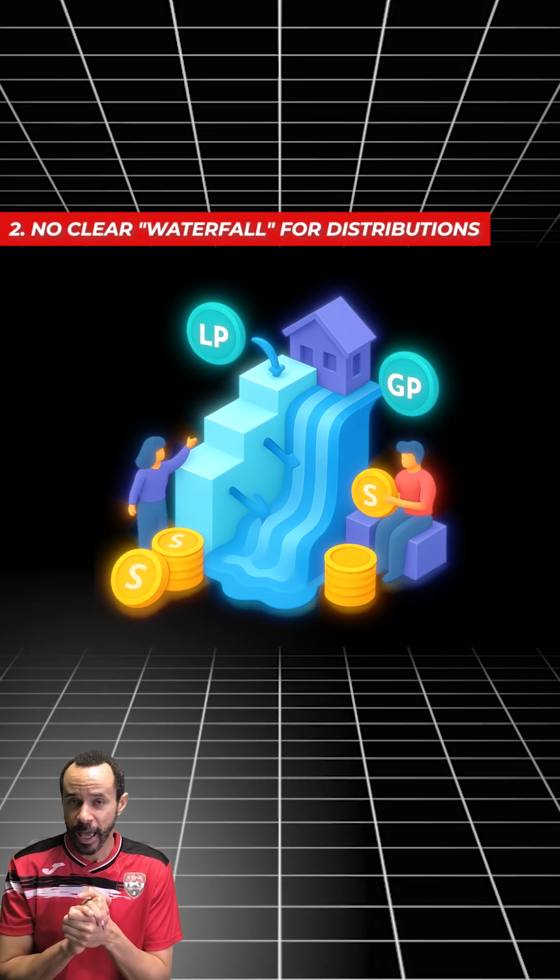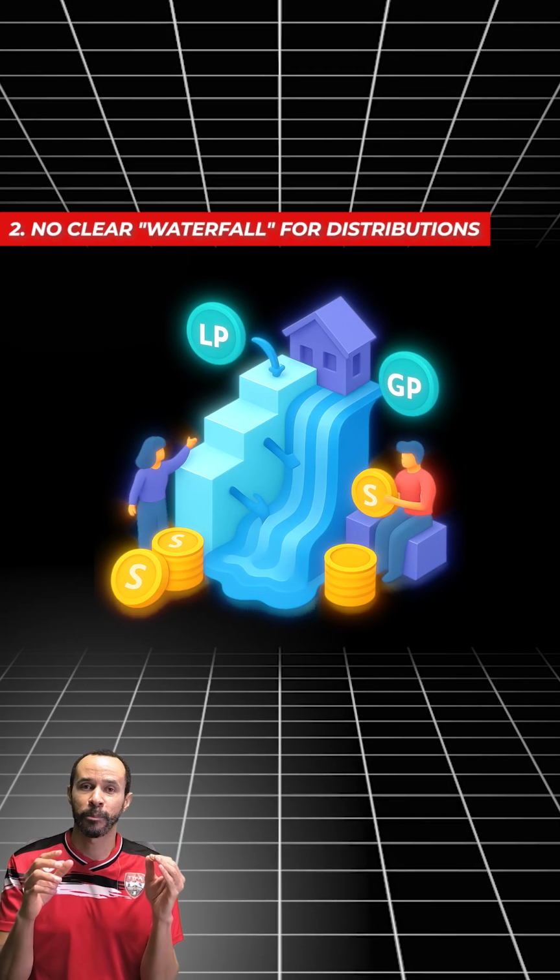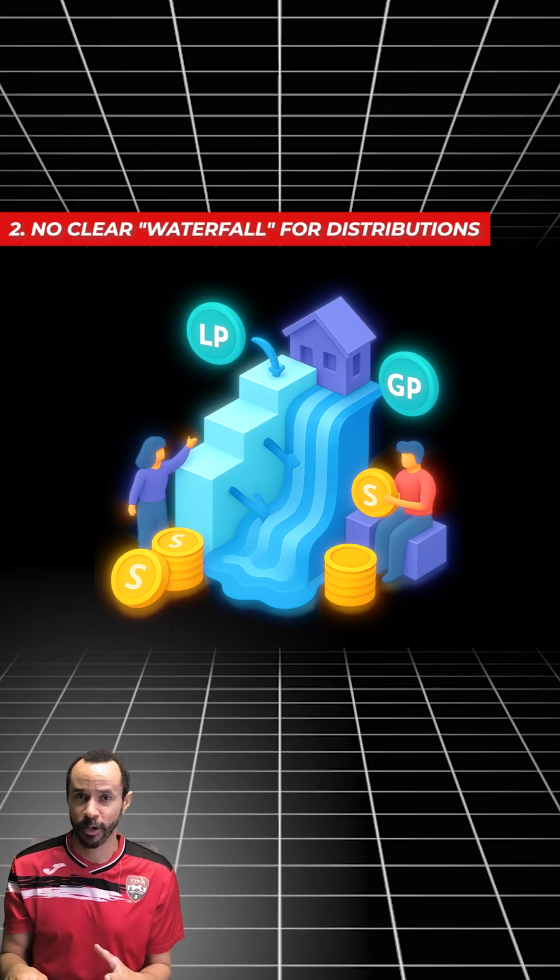No argument there. And number 2, which kind of goes hand in hand with fee disclosures, is waterfall distributions, right? Waterfalls basically determine how you get paid. It determines the split of the profits that go to the LPs and that go to the GPs, right? If this is not clear, stay clear of the whole thing. Just don't get involved in that. You definitely need to know how the profits are split.